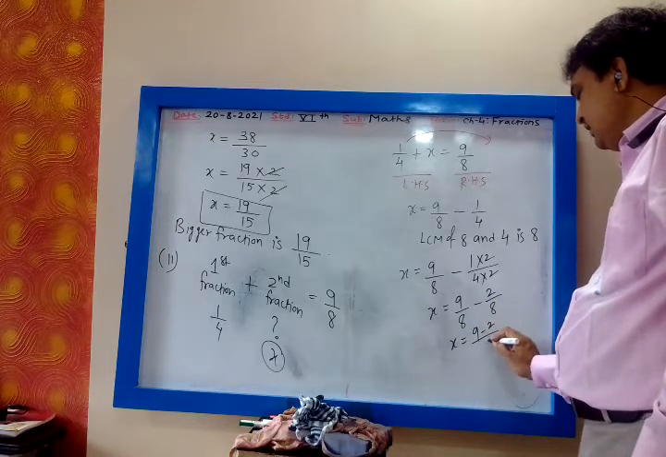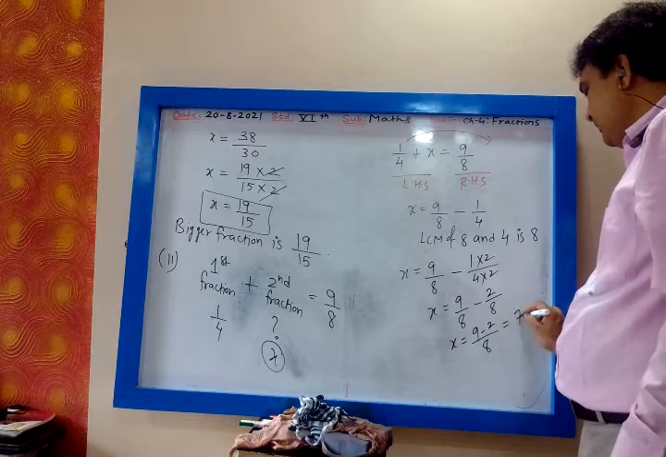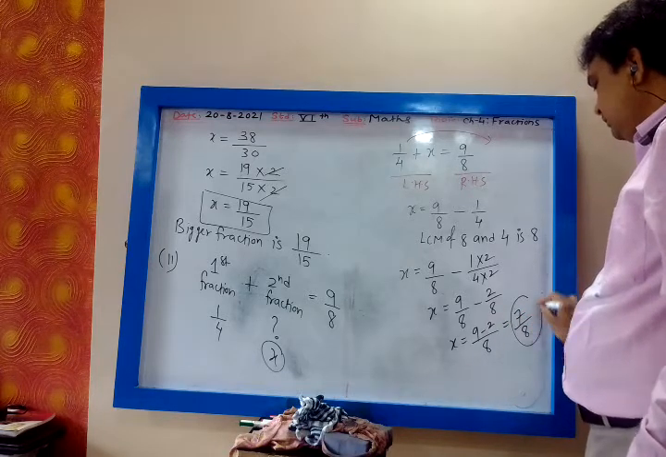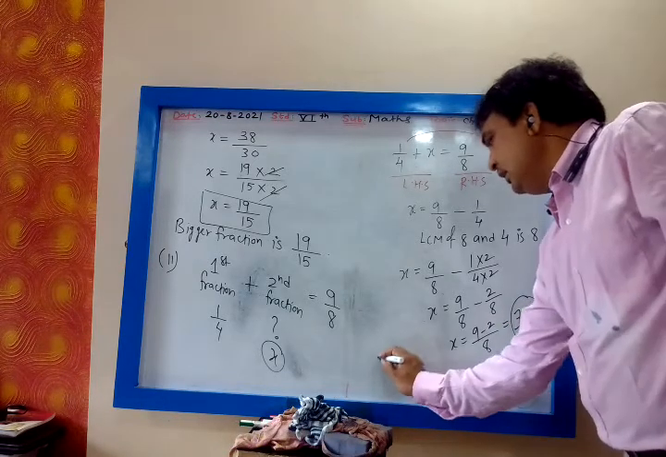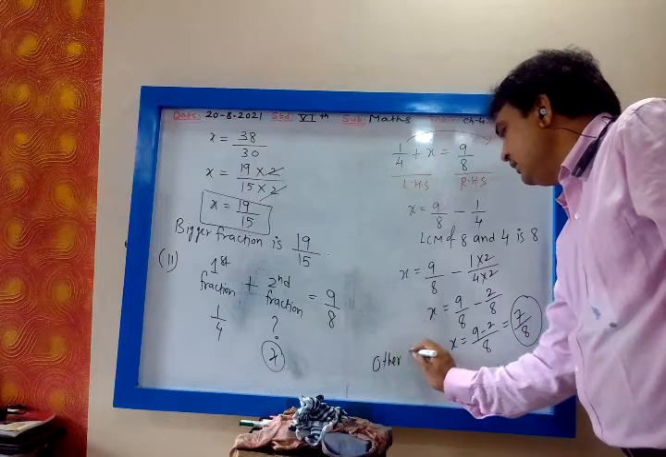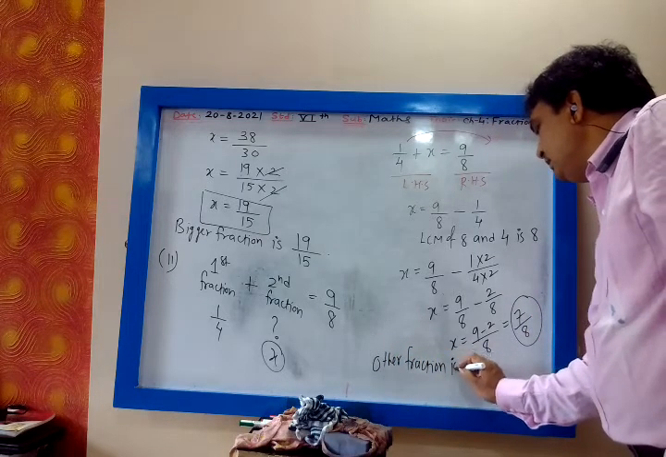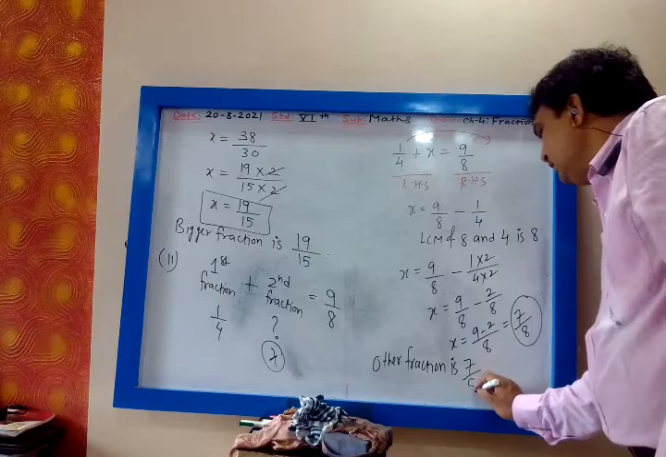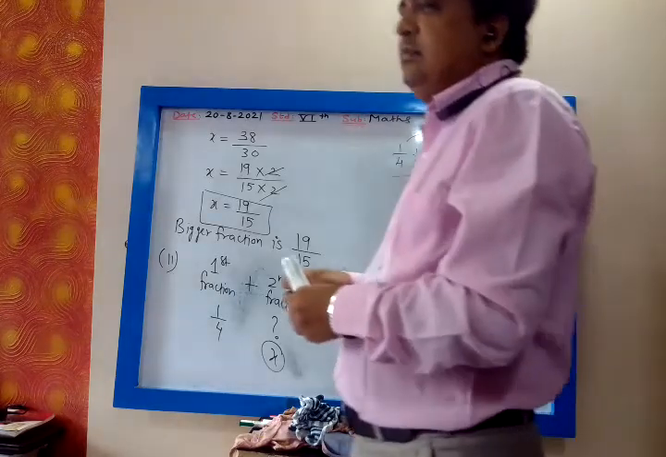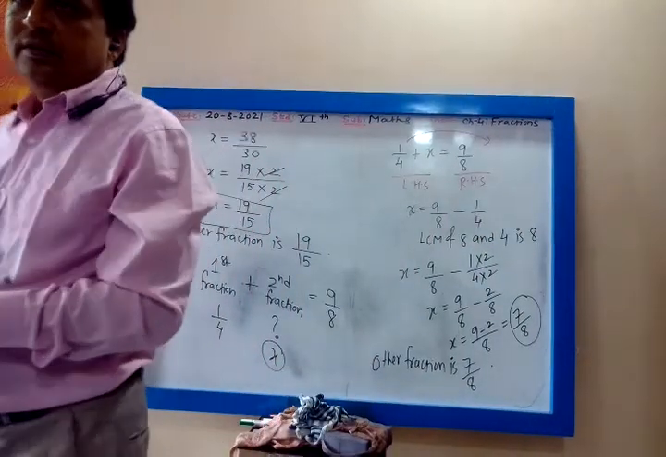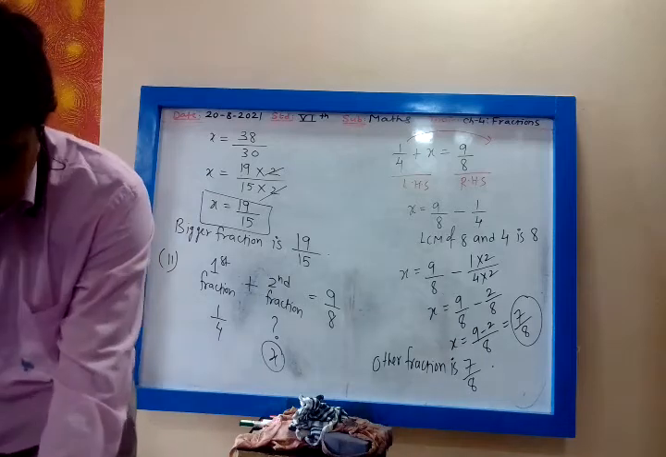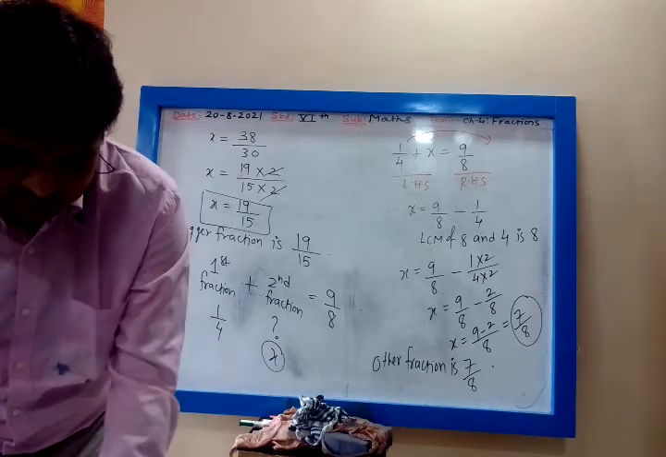Yes, what is the answer? 7 by 8. Okay. So the other fraction is 7 by 8, and it is in the lowest term, so there is no need to cancel. Yes, all of you understood this? Tell me, yes or no?